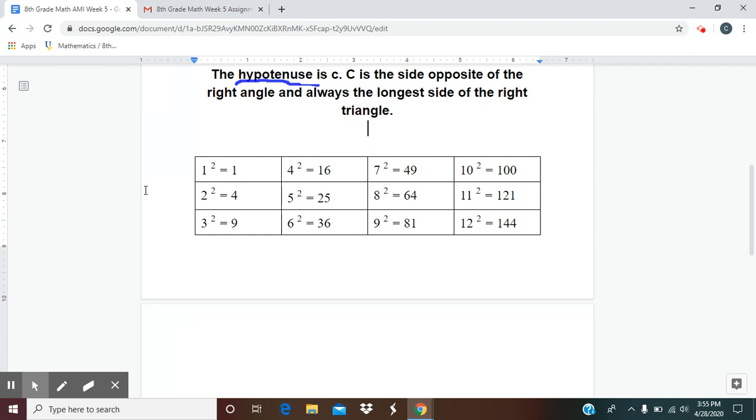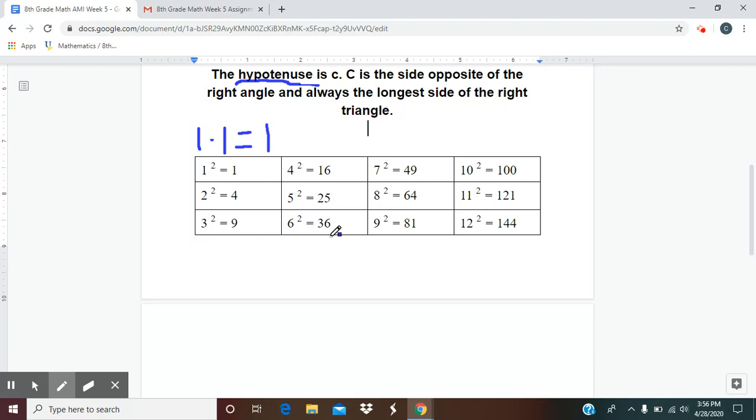So if you look, I have 1 squared is equal to 1, which means 1 times 1, because remember, whenever you are doing exponents, it just means repeated multiplication. So on all these, we have the same number being multiplied times itself. So 1 squared is 1 times 1, which is equal to 1. And then we'll have this pattern and it will continue. 2 times 2 is equal to 4. 3 times 3 is equal to 9. 4 squared is 16. 5 squared is 25.